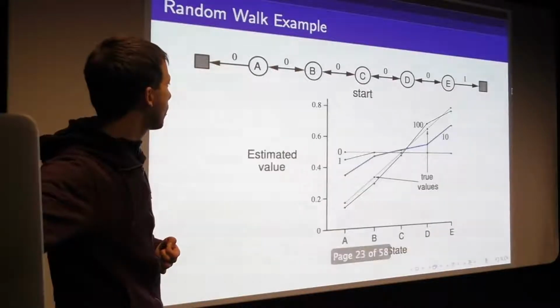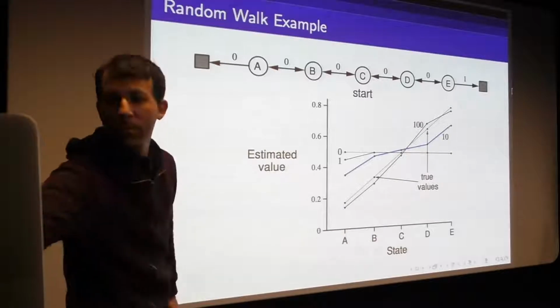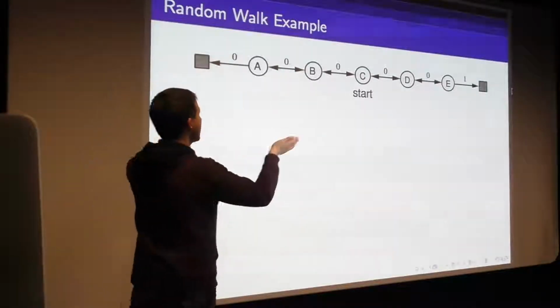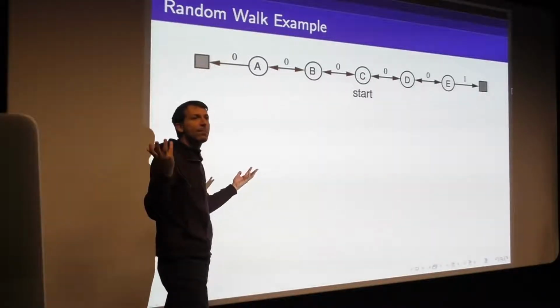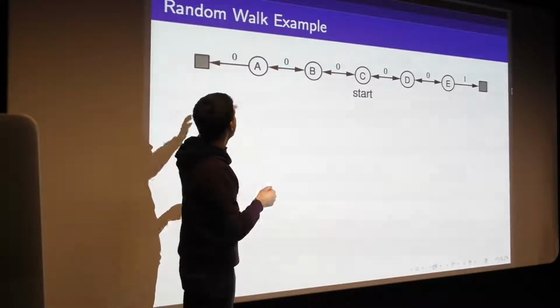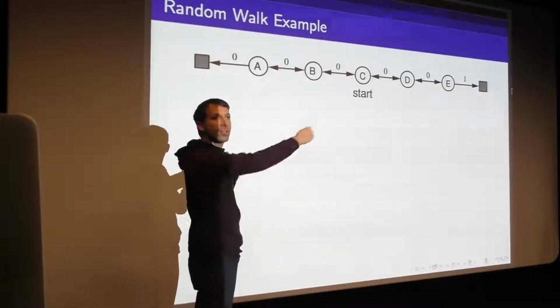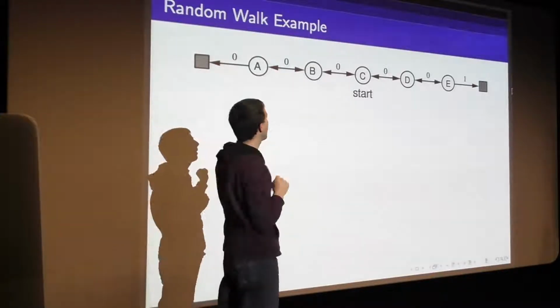Okay, let's make this a bit more concrete with an example. So this problem here is a random walk. So what's happening in this problem? It's like one of the simplest MDPs you could imagine. In fact, there are just two actions, left and right. We're going to consider a uniform random policy that goes left 0.5, right 0.5.